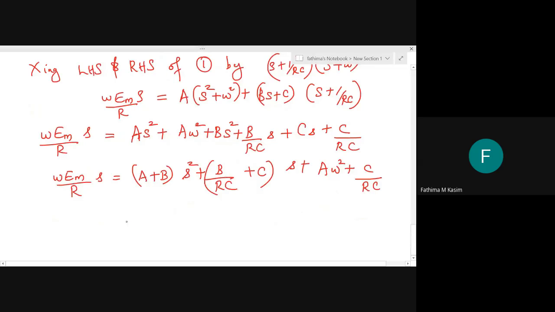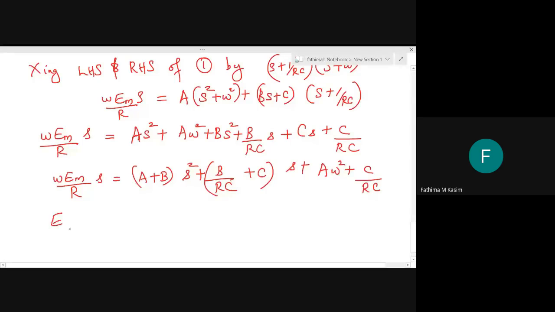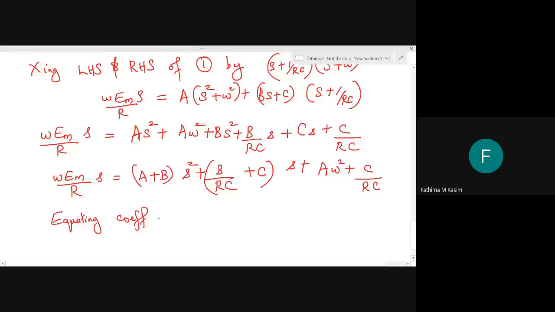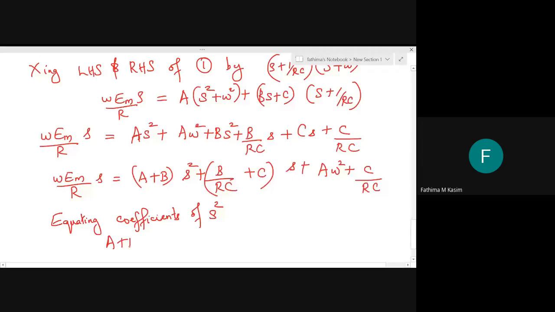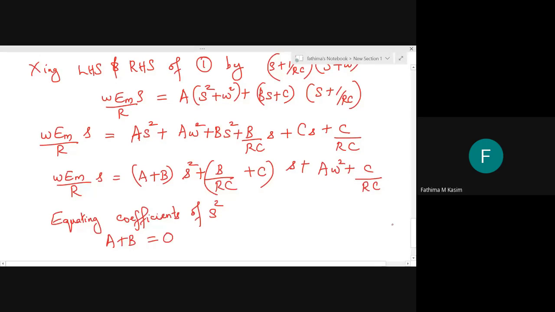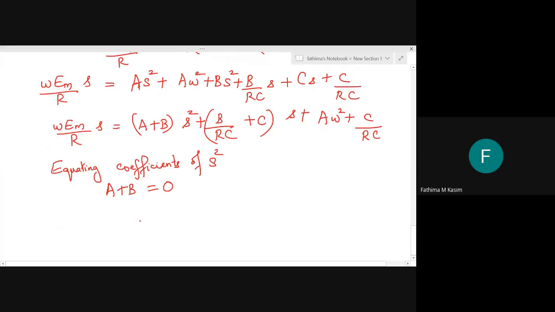So next what we are going to do is equate the coefficients of S square on LHS and RHS. On the LHS, there is no coefficient of S square, so it is equal to 0. And on the RHS, the coefficient of S square is A plus B. So I can write A plus B is equal to 0. So that means B is equal to minus A.